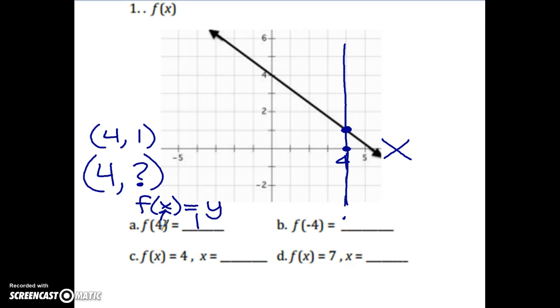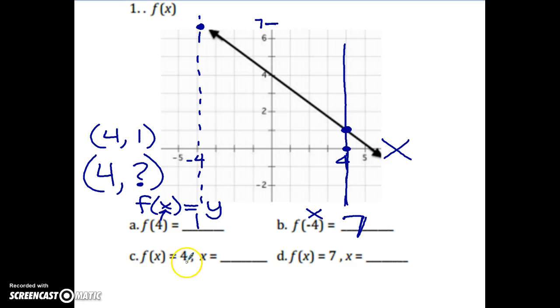Same thing with B. This is x. So if my input is negative 4, anywhere along here is my output. Well, if I go up, and I kind of got to estimate that, or you could look at the slope, right? This would be at 7. So when I have an input of negative 4, the output is 7.